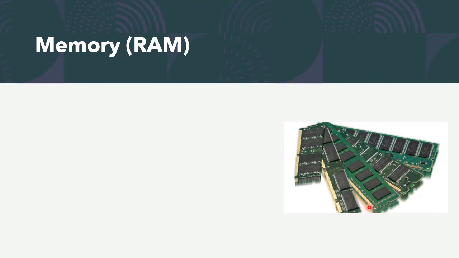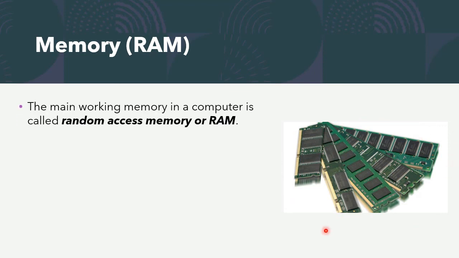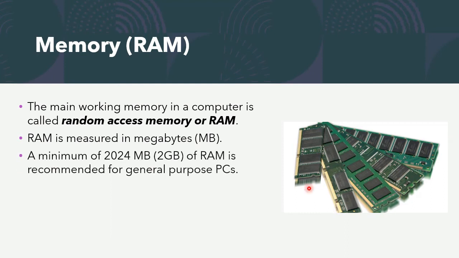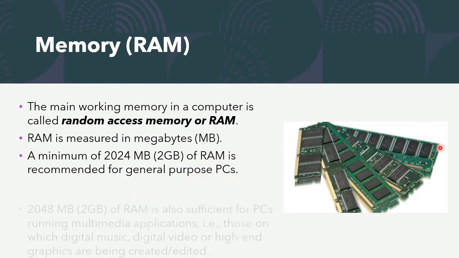Next we have the memory or the RAM. So this is how the memory in the computer looks like. The main working memory in a computer is called the random access memory or the RAM. RAM is measured in megabytes. So if the processor is measured in speed in megahertz or gigahertz, our RAM is measured in megabytes. A minimum of 2024 megabytes, or equivalent to 2 gig of RAM, is recommended for general purpose PCs.